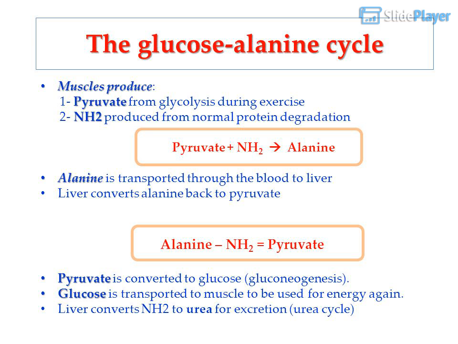Muscles produce pyruvate from glycolysis during exercise, and NH2 is produced from normal protein degradation. Pyruvate plus NH2 gives alanine. Alanine is transported through the blood to the liver. The liver converts alanine back to pyruvate: alanine, minus NH2, equals pyruvate. Pyruvate is converted to glucose, gluconeogenesis. Glucose is transported to muscle to be used for energy again. The liver converts NH2 to urea for excretion, the urea cycle.